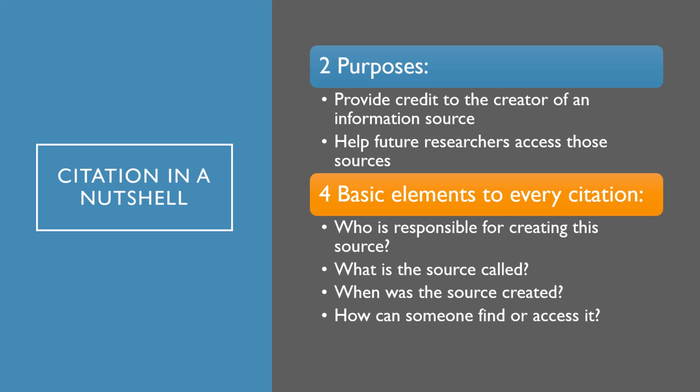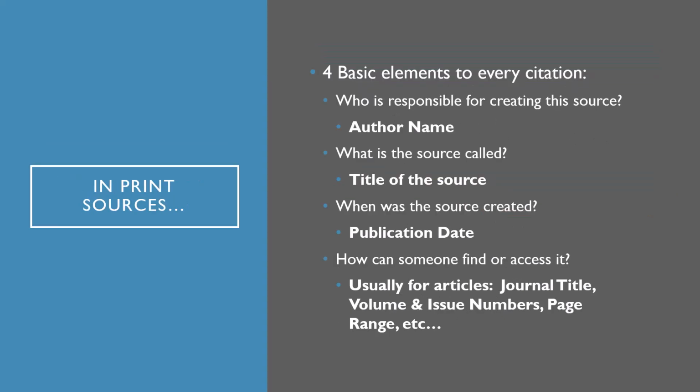Okay, so while there are a number of different citation styles such as Chicago, MLA, APA, IEEE, Harvard, etc., the point of citation is basically the same for all of these different styles, which is to provide credit to the creator of an idea and help future researchers access those sources for their own research purposes or for fact-checking. To do this, all citation styles look for four basic elements: who is responsible for the creation of this source, what is the source called, when was this source created, and lastly, how can someone find or access this source themselves.